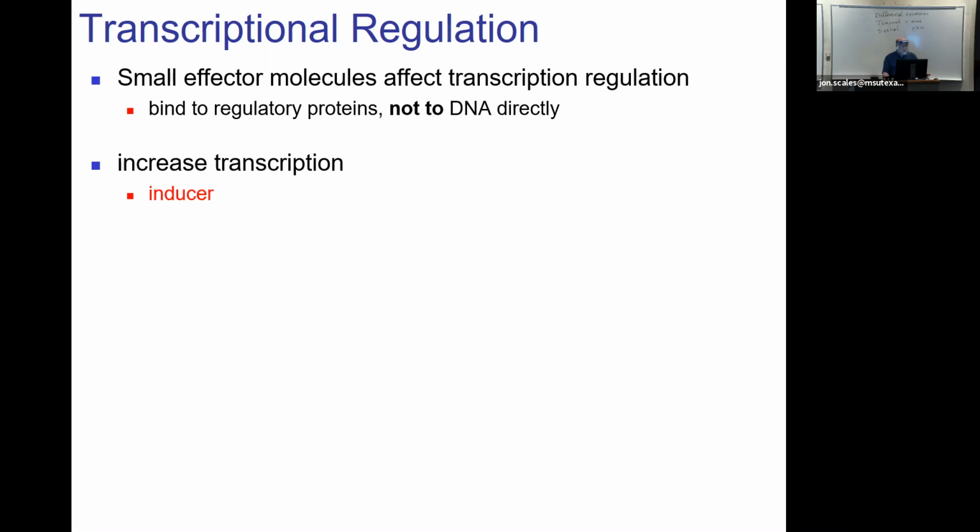Any small effector molecule that increases or enhances the amount of transcription is known as an inducer. The way an inducer works is by inhibition of a repressor. So if a gene wanted to be transcribed and there was a repressor going no, and then an inducer comes along and binds to the repressor, now the repressor can't repress, so you have transcription.